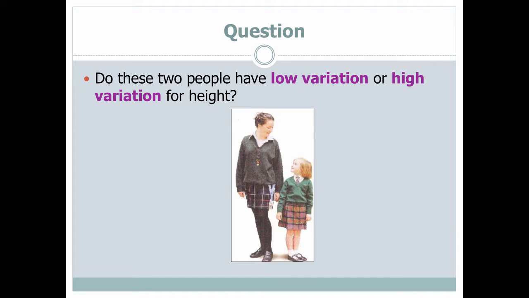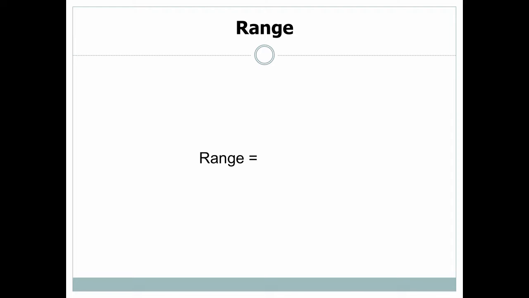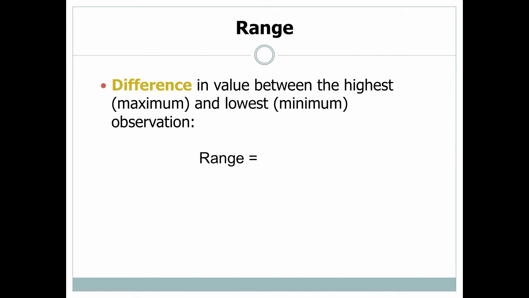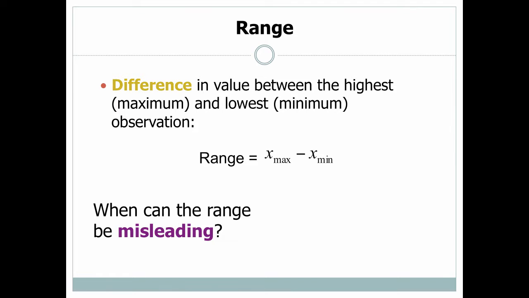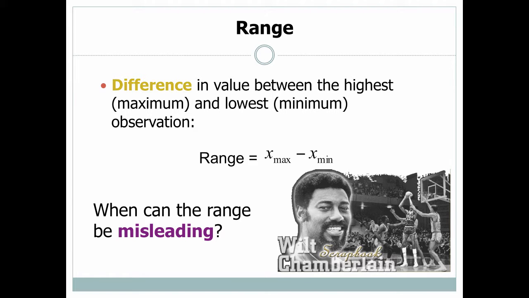Now let's look at this picture and see. Would you say that those two participants have high or low variability in height? Take a look. You can very clearly see that there's high height variability. Now how do we calculate the range? It's actually quite easy. You simply get your greatest value and subtract your least value, the smallest value that you have.